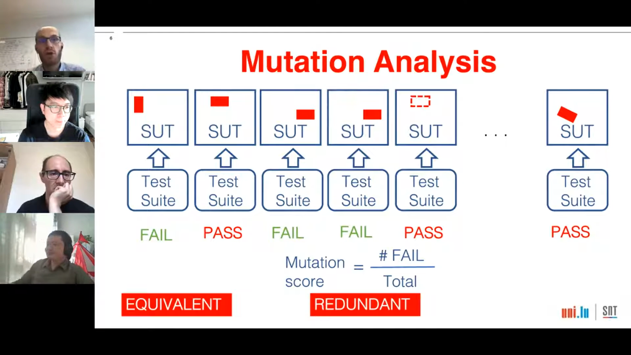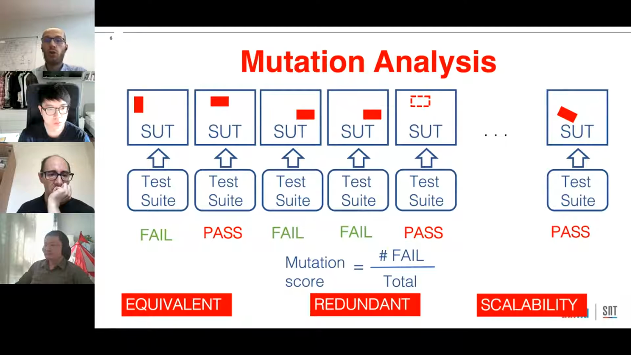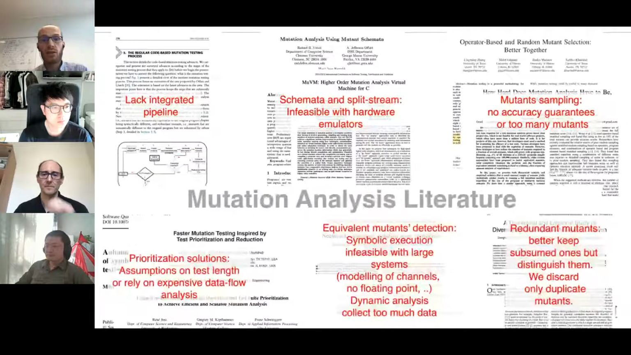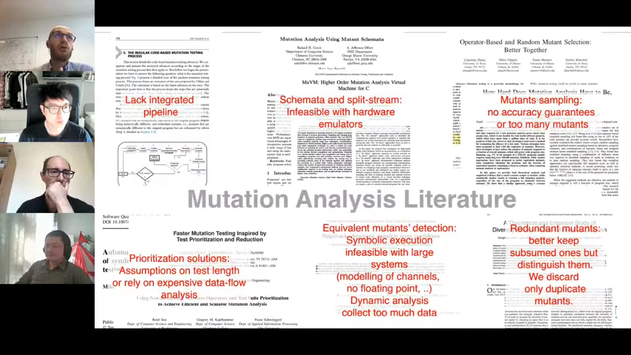Unfortunately, the presence of equivalent and redundant mutants affect the pertinence of the mutation score as an adequacy criterion. Also, scalability issues simply make mutation analysis inapplicable to large systems that have test suites that take hours to execute, like the space cyber physical systems that are our case study subjects and are the systems that are targeted by this project. There are several solutions to address this problem in the literature, but most of them are inapplicable in our context. Also, we lack an integrated pipeline in the literature.